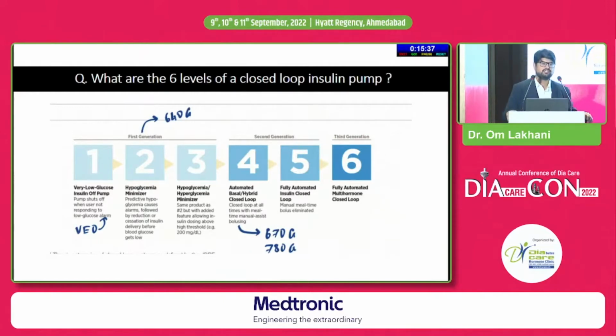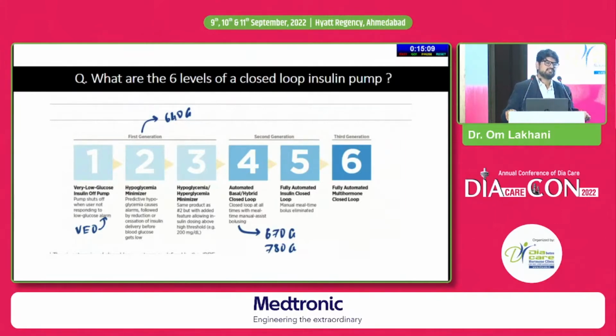And then you have the second generation pump, and that is what in India we are currently at. So that is stage 4 pump that we have, that is automated basal or hybrid closed loop device. Now, the earlier generation pump can predict hypoglycemia, but they can do nothing for hyperglycemia. So if your blood sugar goes up, then you have to manually intervene. But now currently we have 670G in the US and 780G both in US and India, which is available in India. This is the hybrid closed loop device.